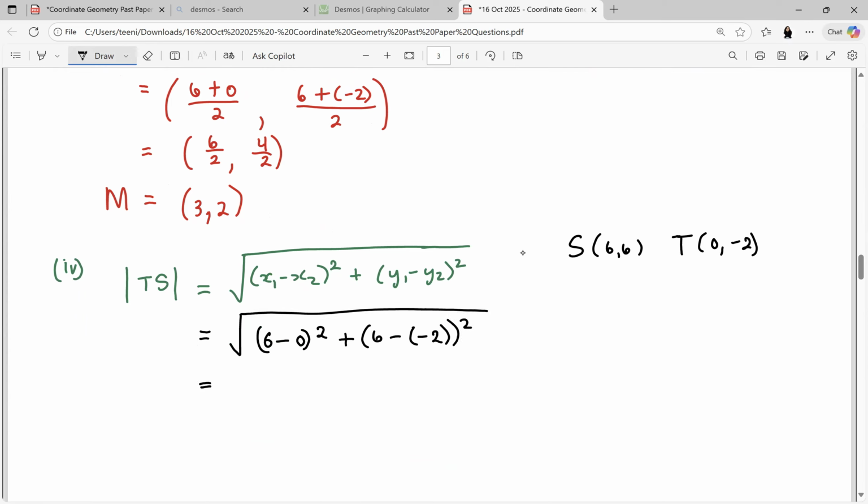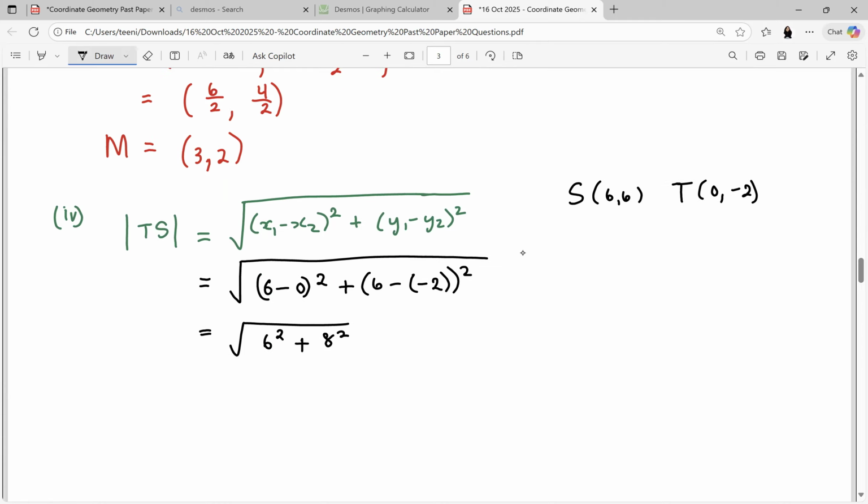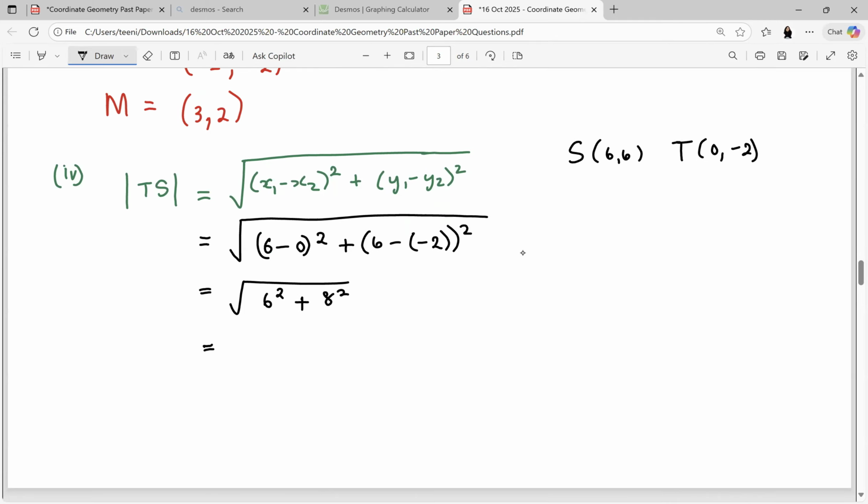All right, so that gives me 6 minus 0 is 6, so that would be 6 squared plus 6 minus -2 would be 6 plus 2, which is 8. So that would be 8 squared. This gives me the square root of 6 squared is 36 and 8 squared is 64. So it's the square root of 100, which is equal to 10. So the length of the line segment TS would be 10 units. And that's your full solution there, guys.